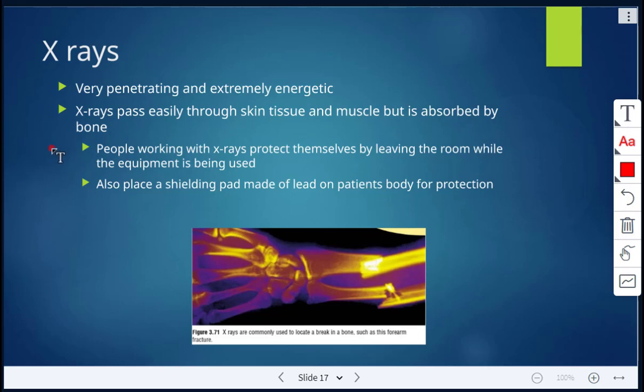But people that work with X-rays have to protect themselves. They can either leave the room while the equipment is being used, and they also use aprons or shielding pads that are made of lead to protect the body.